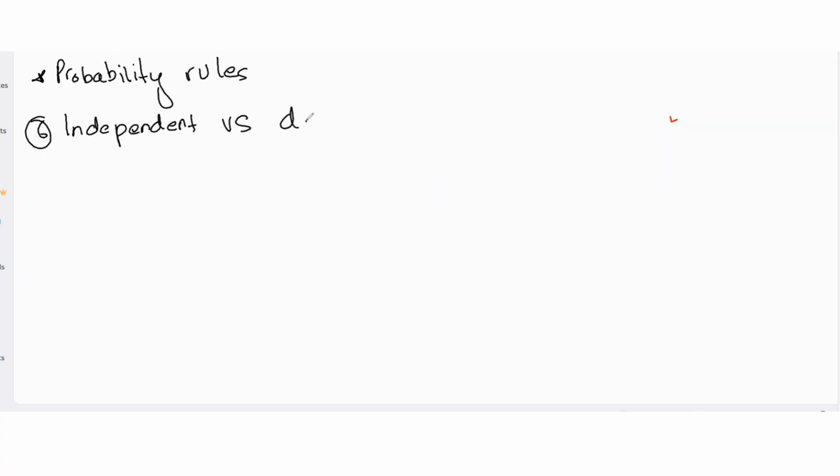Looking at probability rules, we discussed the basic rule of probability. We talked about complement rules, and then we talked about problems involving "and", and then problems involving "or", and then we talked about how to find the probability of either A or B. Now we want to talk about independent versus dependent events. First, let's look at what independent and dependent events are.